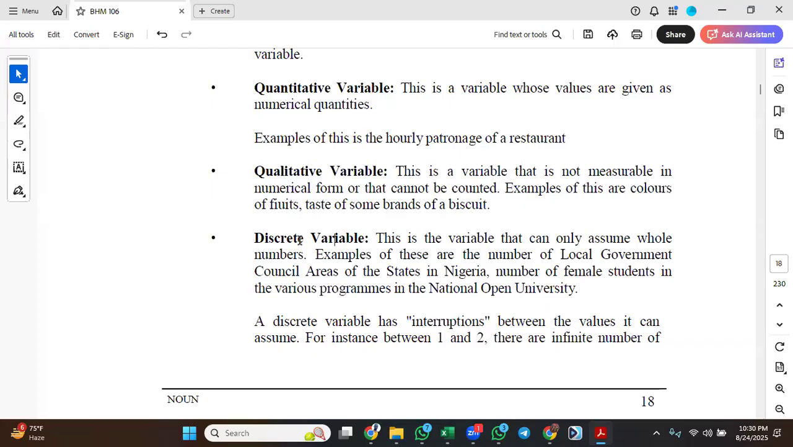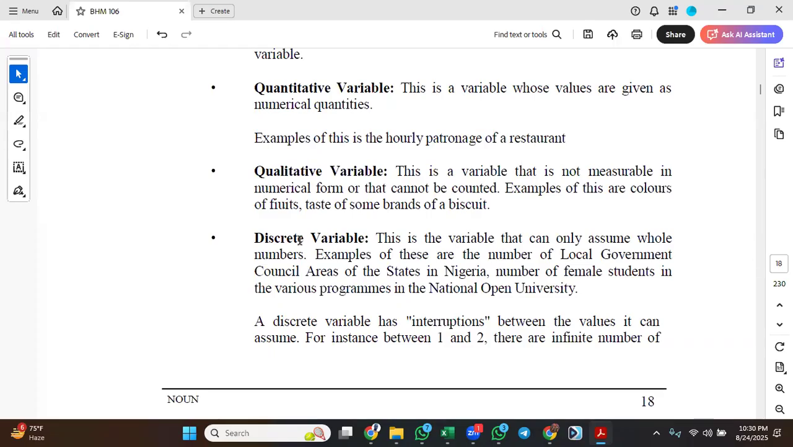Like real things that we can count, like the number of humans on earth. We cannot have point something when we are counting human beings. So we call those discrete, meaning a variable that can only assume whole numbers.